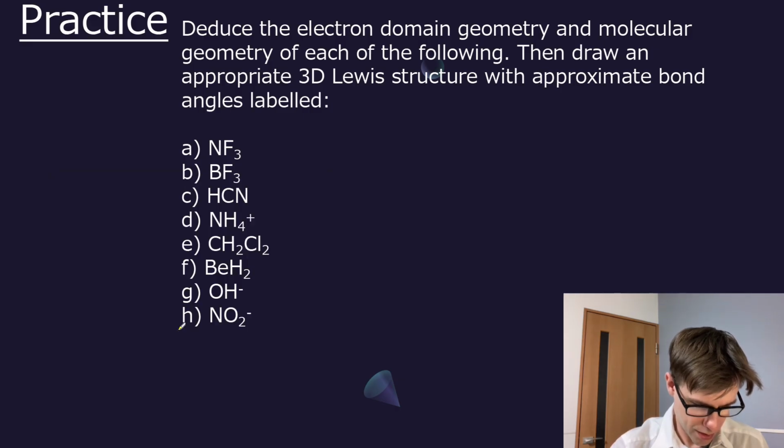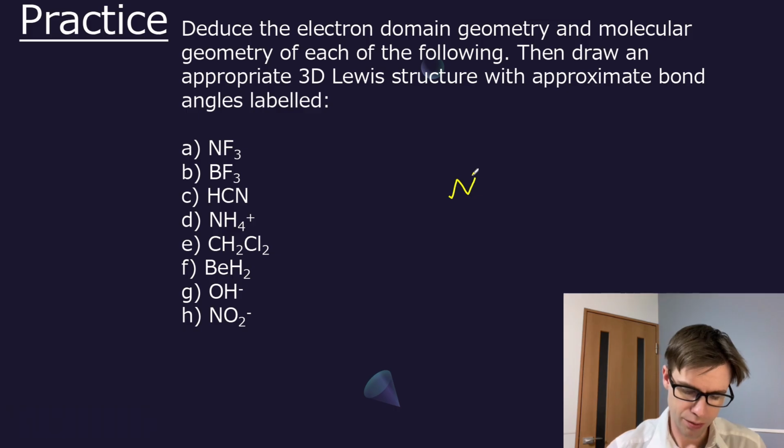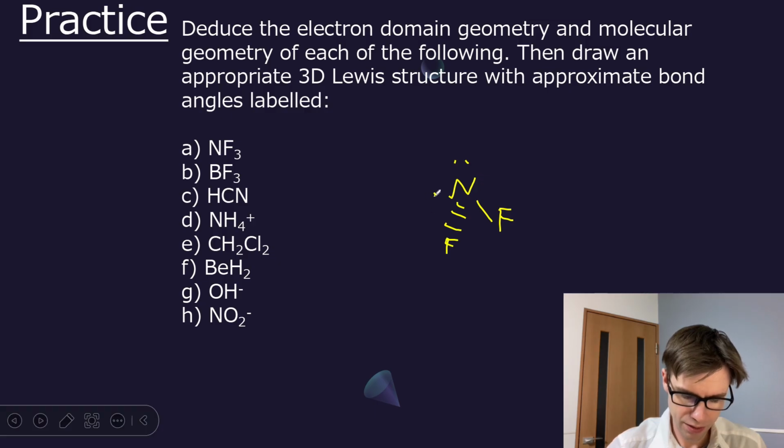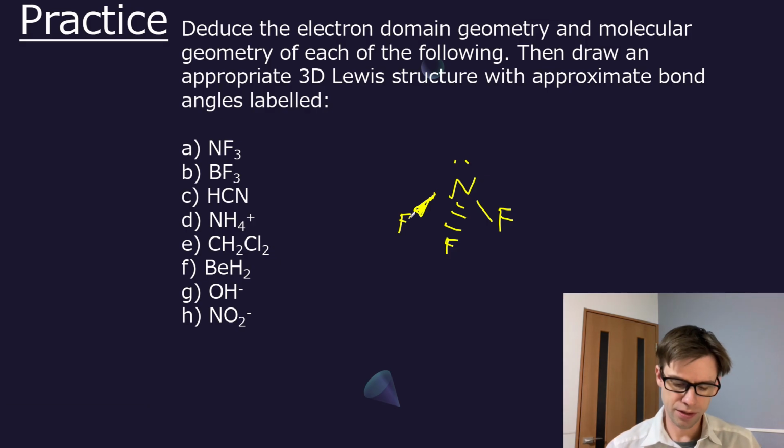So starting with A, NF3. You would draw your normal Lewis structure. But here we want 3D, so I'm going to draw the lone pair and one fluorine in the same plane, the plane of the screen of my tablet here. Now I have two more fluorines, so one of them I'm going to make a dashed line, and the other will be a wedge line. Just color that in. Okay, so this is the 3D structure of NF3.